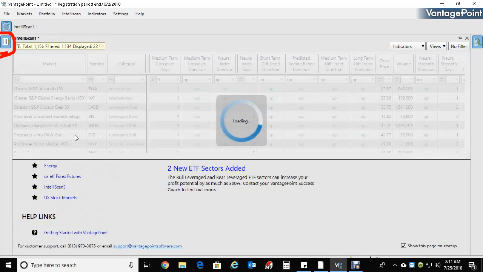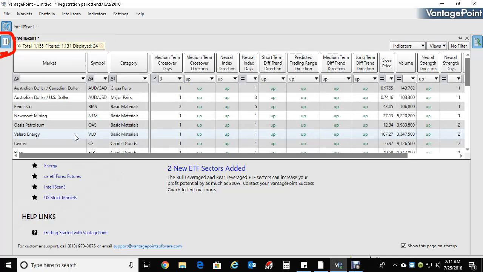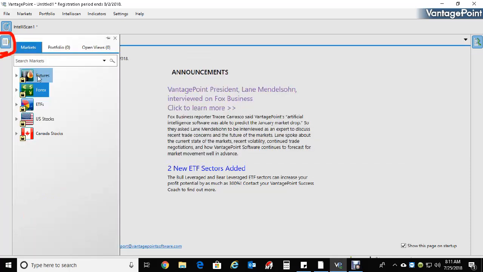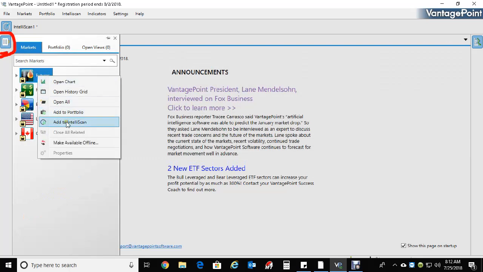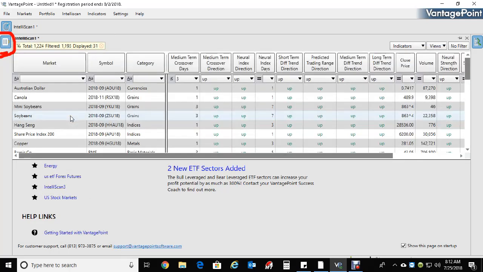So that's why using Vantage Point is going to be so beneficial for you if you want to diversify and start to trade on other things. But that's what my most successful customers do. So they just look for those money-making opportunities. So perfect. Now we have added U.S. ETFs, forex, and futures to the IntelliScan, and we have 1,224.